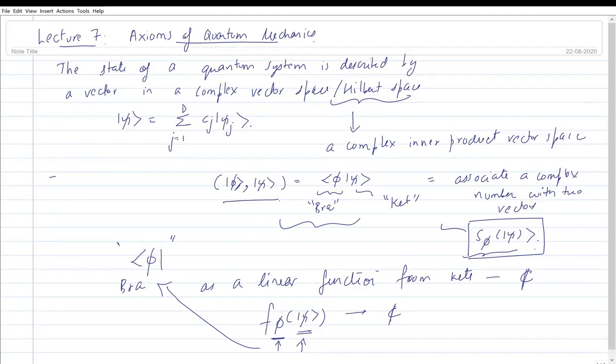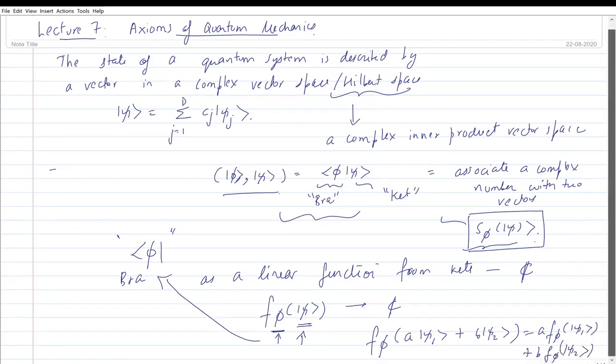And it's a linear function because if the input is a linear combination of the vectors, this is just going to be translated into this guy. So geometrically speaking, the inner product is a natural generalization of the dot product.